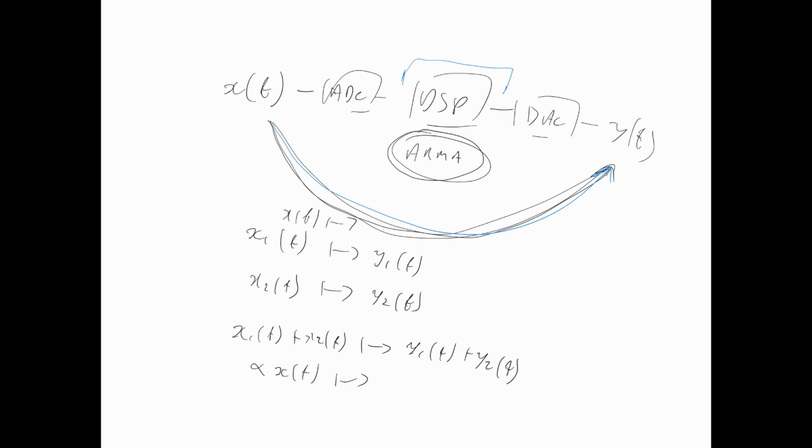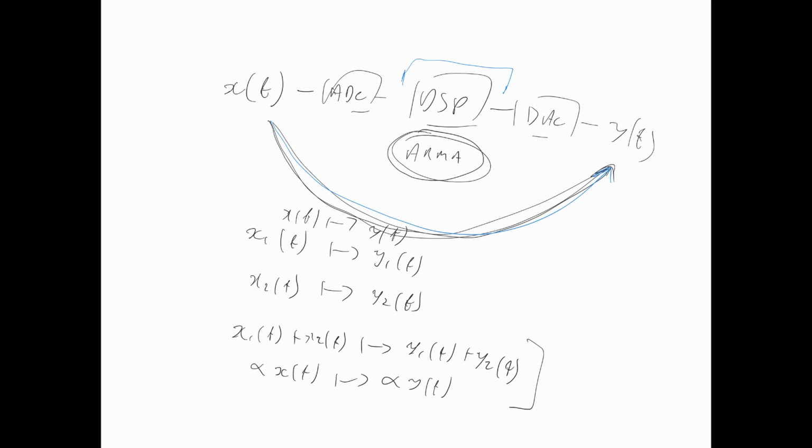And furthermore, by linearity, if I apply a scalar times x of t to the input, where given x of t, I know I get y of t coming out. If I then apply 2 times x of t to the input, for example, then I'm guaranteed of getting 2 times y of t coming out. Linearity guarantees these two properties.